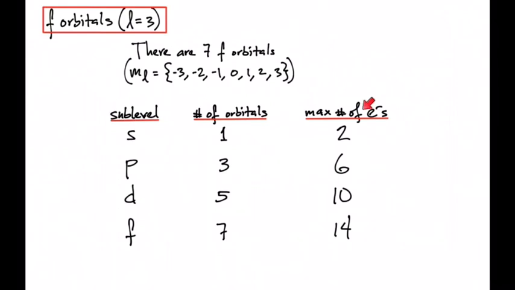And so how did we determine the maximum number of electrons? Well, it depends on the number of orbitals in that specific sublevel. You would just multiply by 2, because remember that the maximum number of electrons any orbital can hold is 2. So 2 times 1 is 2, 2 times 3 is 6, 2 times 5 is 10, 2 times 7 is 14. So that's how you can determine the maximum number of electrons per sublevel.